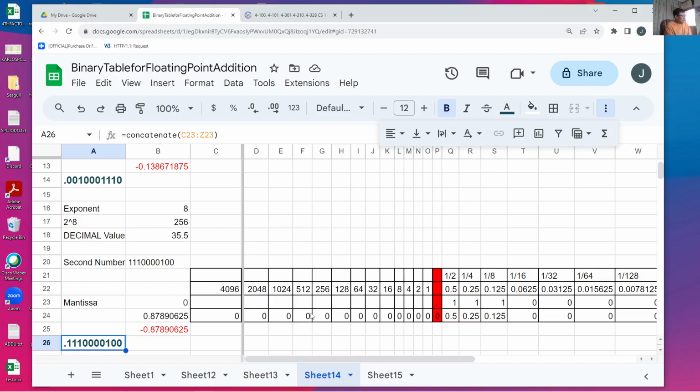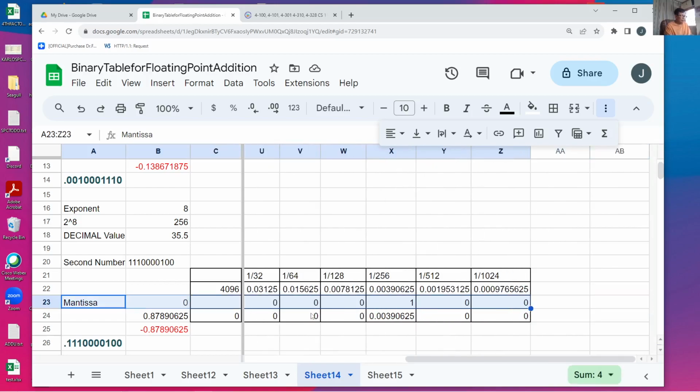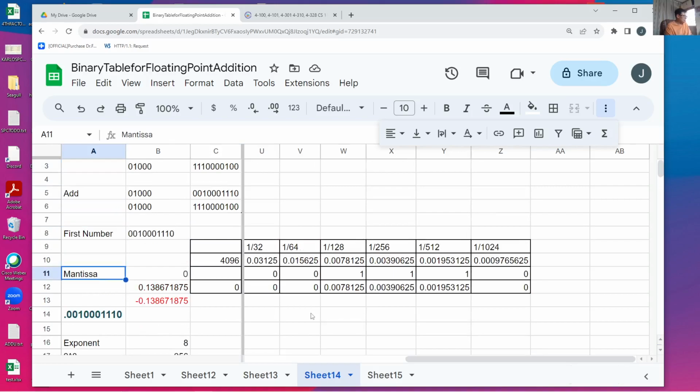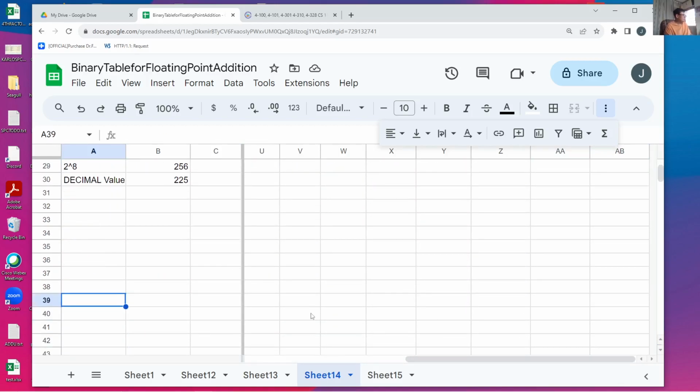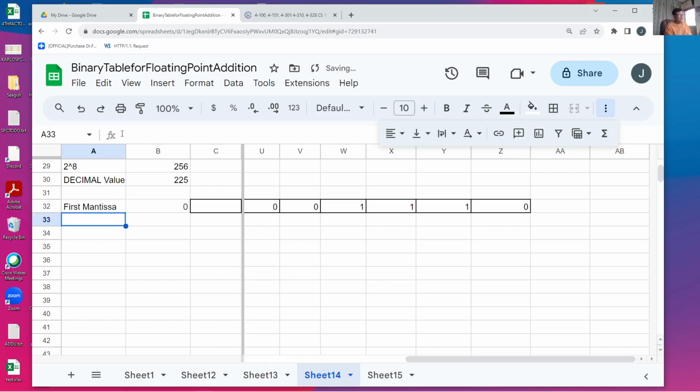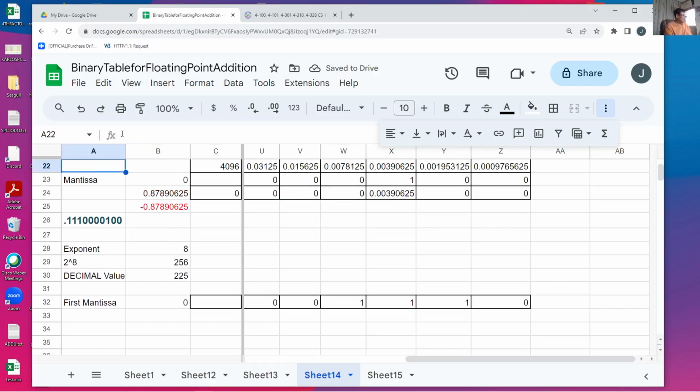So now since the two numbers have the same exponent, we will now add the two mantissas together, by copying the first mantissa and the second mantissa. Copy the first mantissa. This is the first mantissa. Then we'll also copy the second mantissa, which is this.